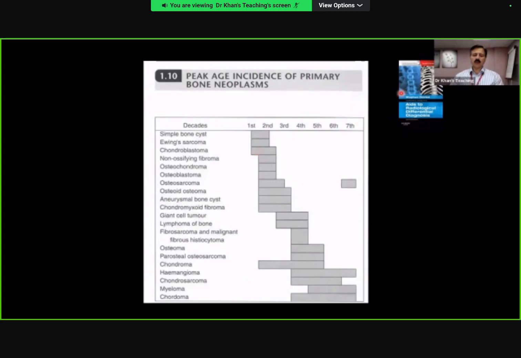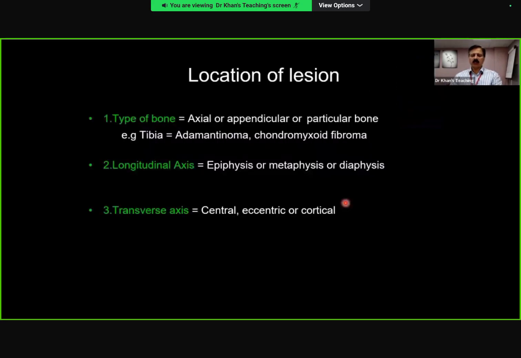This is from the old Chapman, the 6th edition. There is a slight bit of change in the Chapman, but I just wanted to elaborate all of this in one slide. You will get the same information in a different manner.